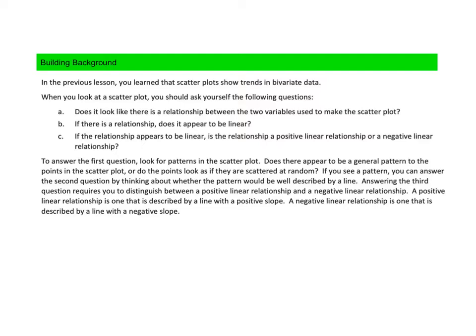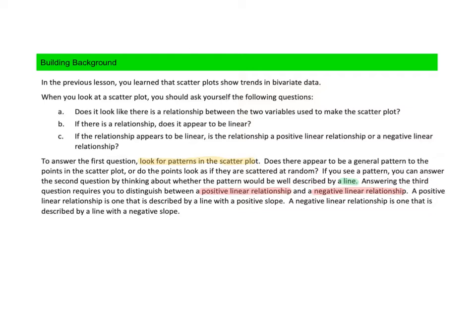So to answer the first question, we're going to look for patterns in our scatter plot. Does there appear to be a general pattern to the points, or do they just look completely scattered and random? If there looks like there's a general pattern, then we can say yes, there's a relationship here. If you see a pattern, you can answer the second question: is it a linear pattern? Can it be described by a line? And then once we do have a line, we look and see, does that line look like it's going up or down? Is it going to be a positive linear relationship or a negative linear relationship?